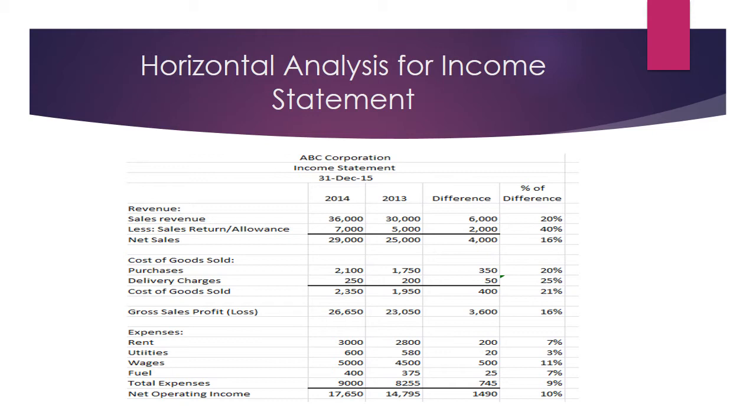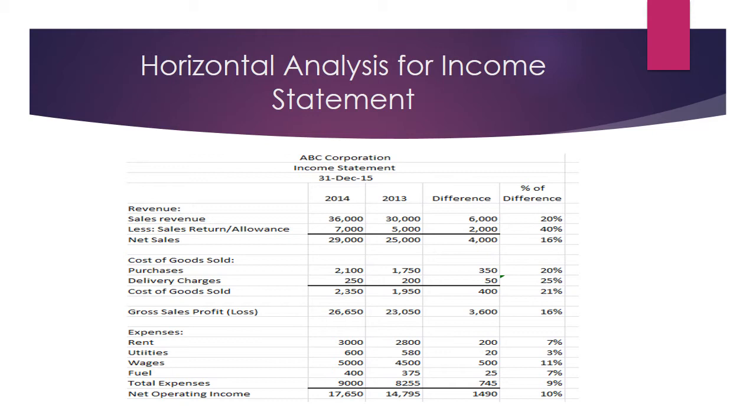So let's look at an example. This is an income statement. I just made it up. So I have sales revenues minus my sales return allowances, and I have my net sales. If you see in 2014, I had sales revenue of $36,000. 2013, it was $30,000. So it was a difference of $6,000, or an increase of 20%, which is pretty good, right?